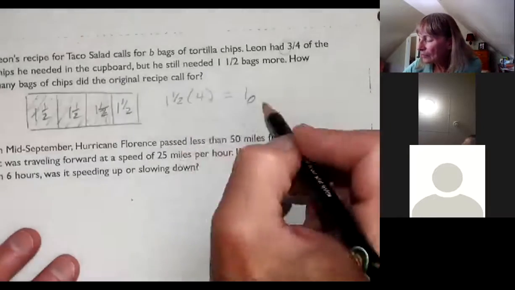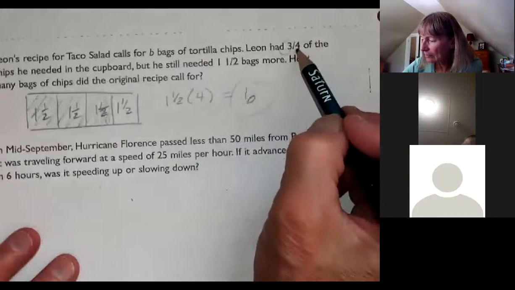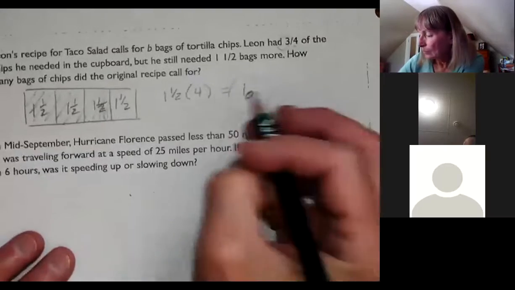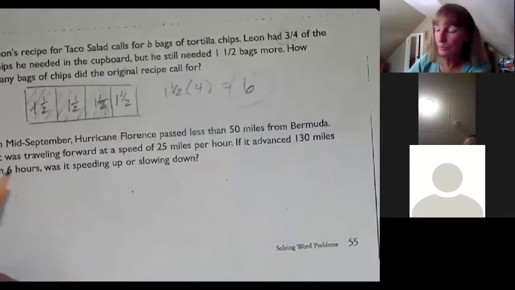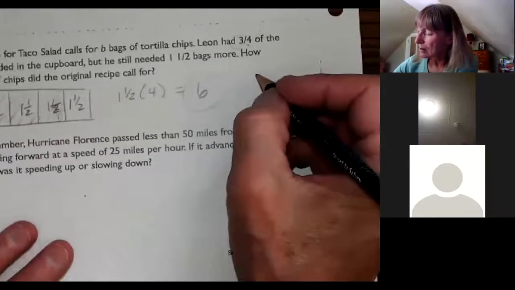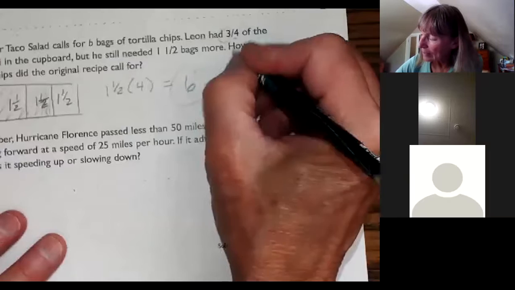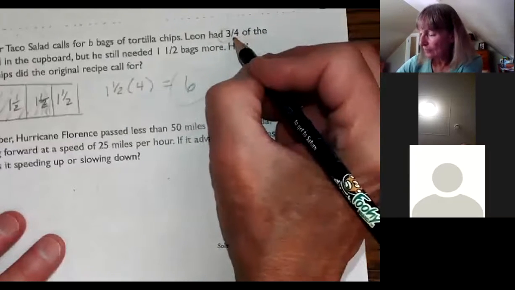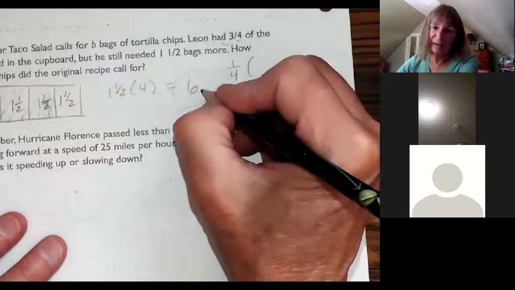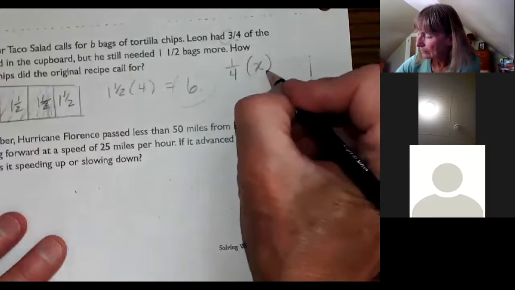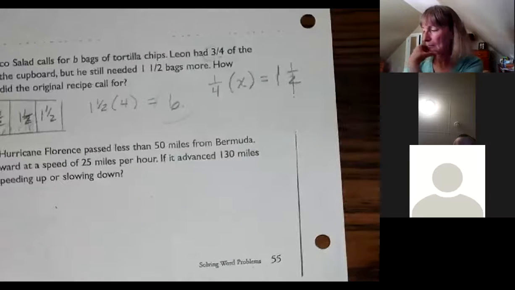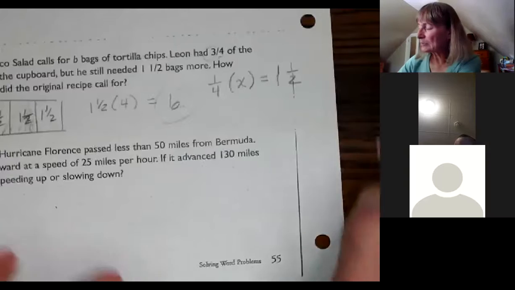And now that we have the answer, I know how to use that. Now I know how to solve this without the picture. Because we can say he has 3/4, so he needs 1/4. And so I can say that 1/4 times some number, which I didn't know but do now, is 1.5. Yeah, this was the missing piece for me.